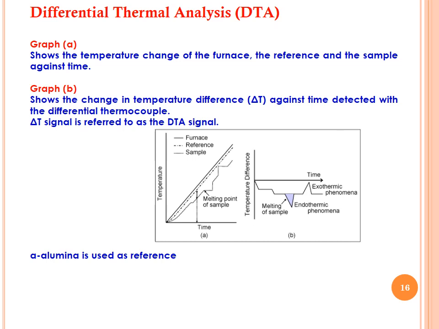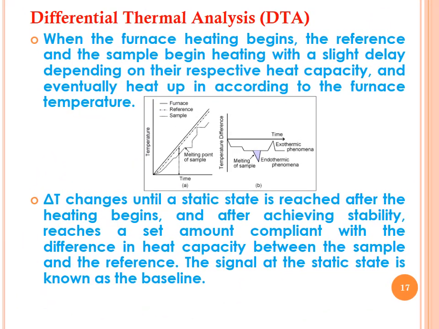So in all types of DTA analysis, usually alpha alumina is used as a reference. When the furnace heating begins, the reference and sample begin heating with a slight delay depending on their respective heat capacity, and eventually heat up according to the furnace temperature. You can see from the figure. Delta T changes until a static state is reached after the heating begins, and after achieving stability reaches a set amount compliant with the difference in heat capacity between the sample and the reference, and the signal at the static state is known as the baseline.